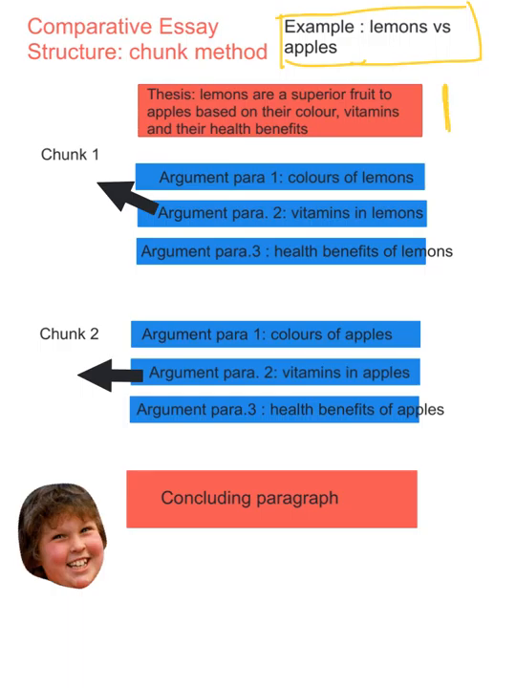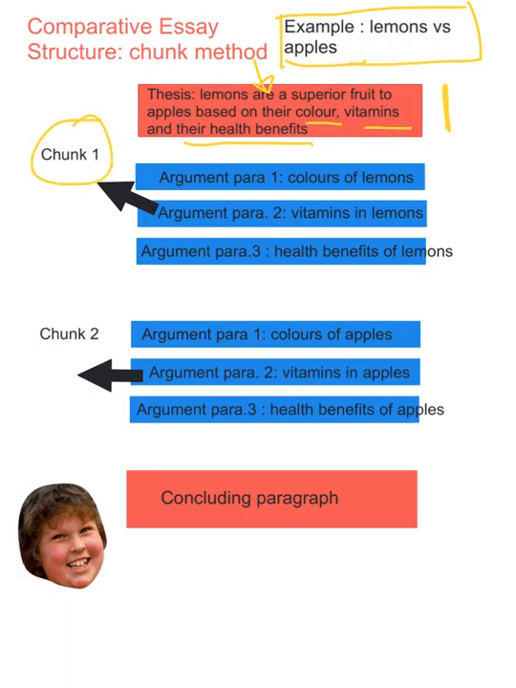Lemons are a superior fruit to apples based on their color, argument 1, vitamins, argument 2, and their health benefits, argument 3. Although simplistic, I do have a claim, which is that lemons are a superior fruit, and I have 3 arguments that are going to help me prove that point. The color, the vitamins, and the health benefits of each fruit.